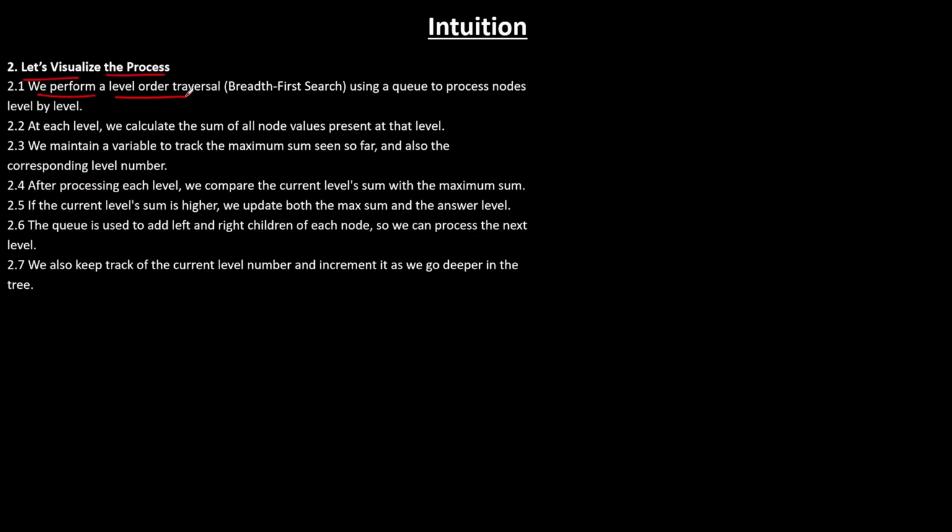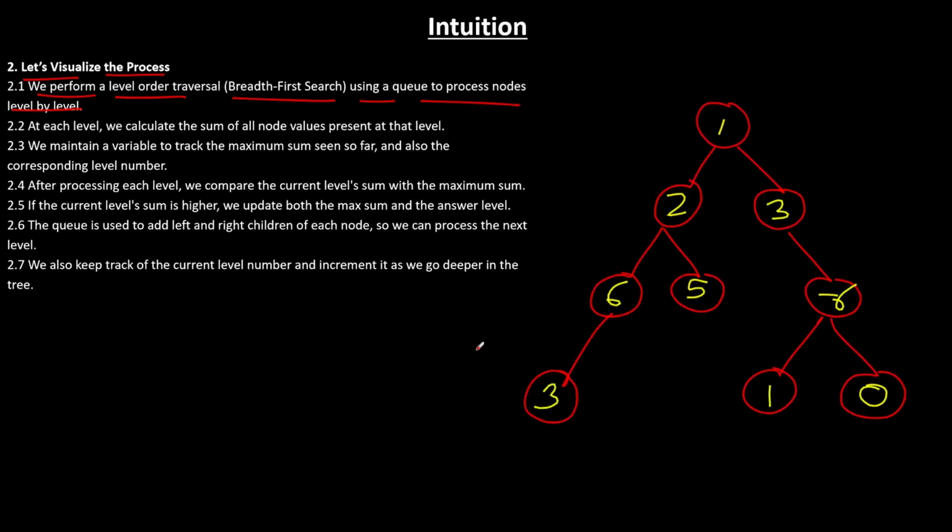We perform a level order traversal or breadth first search, which is common to our knowledge, using a queue to process nodes level by level. That is understandable, right? So let's take a tree. Okay, let this be the tree. We will perform level order traversal, and at each level, we will calculate the sum of all node values present at that level. How will we do that? Everyone knows how BFS works.